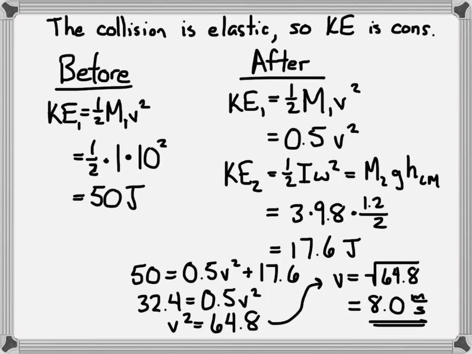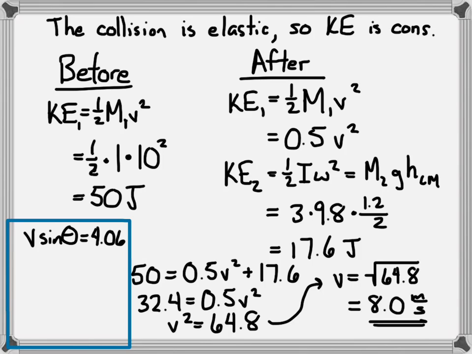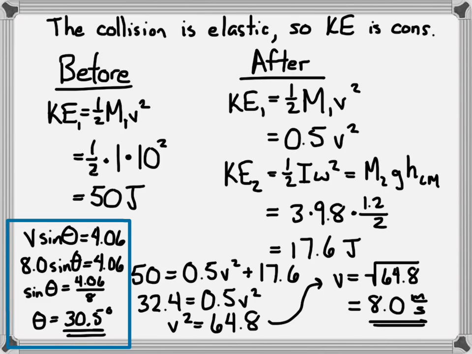All right, so just by using conservation of energy and the fact that this collision was elastic, I could figure out how much velocity the ball had to have after the collision. I still don't know what theta is yet, but I remember that from conservation of angular momentum, we got this result. So now I can plug in what v is, and I can find theta, and theta is 30.5 degrees.